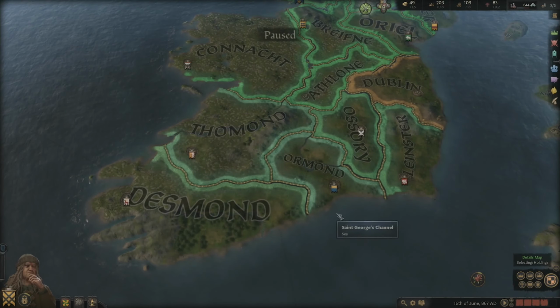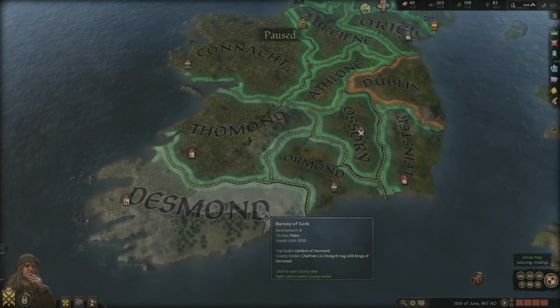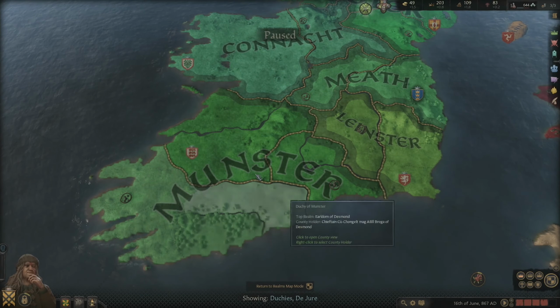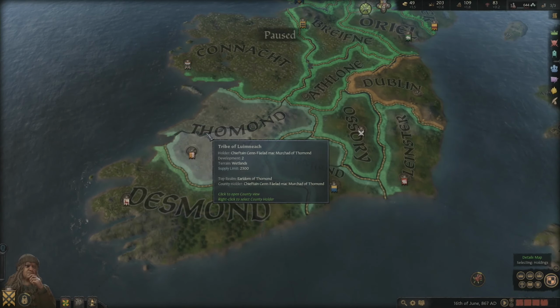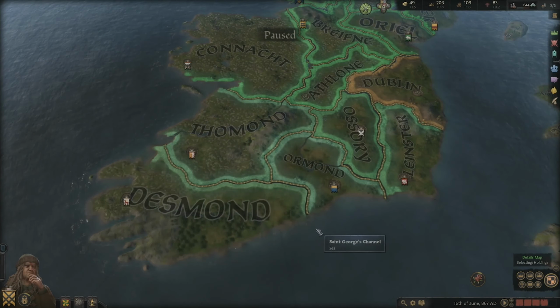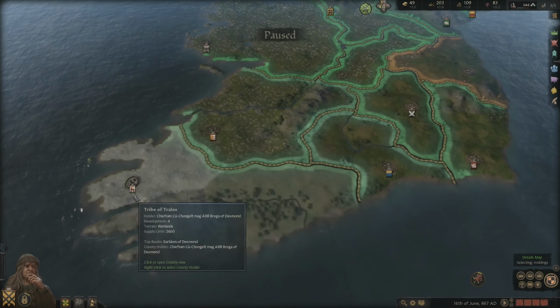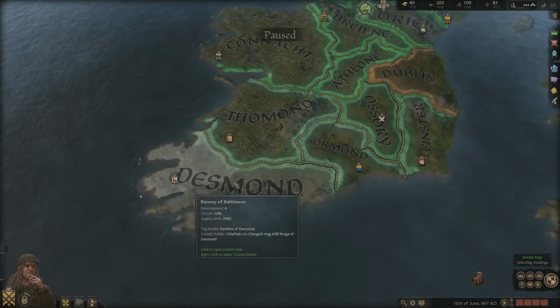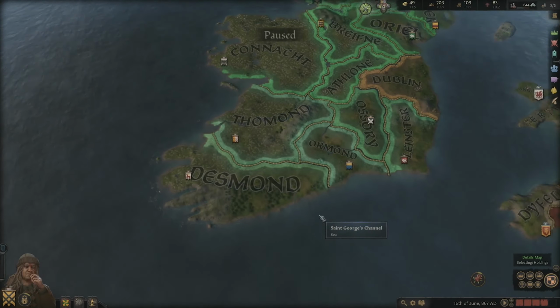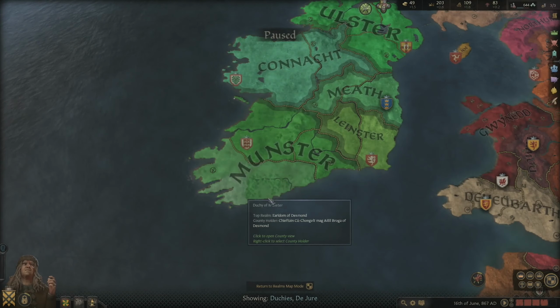So if we go back to regular view here, we can see that in our duchy view, we have Munster, but in our regular view, Munster is comprised of Ormond, Thomond, and Desmond all put together. So there's a guy who controls this little earldom here, this tribal holding. There's a guy who controls the entire county. There's a guy who controls the entire duchy.